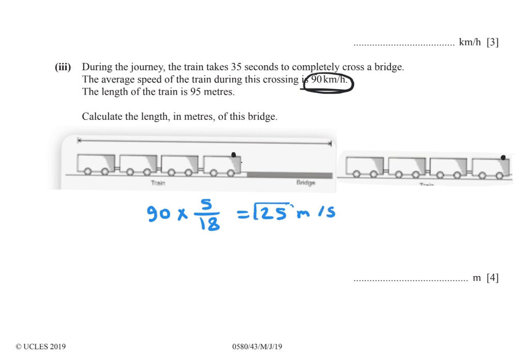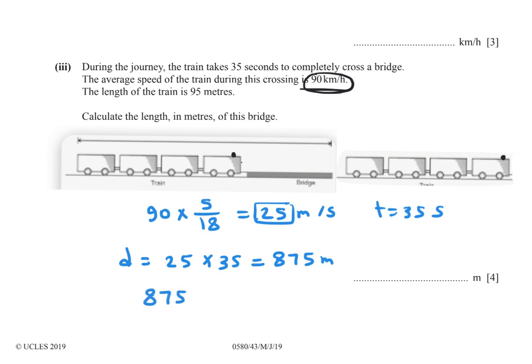Now this is the speed, and we have the time 35 seconds. So to find the distance, velocity times time, so 25 times 35 equals 875 meters. This is the distance covered by the train. This distance includes the length of the bridge plus the length of the train. So the length of the train is 95, so to find the length of the bridge, 875 minus 95 equals 780 meters.